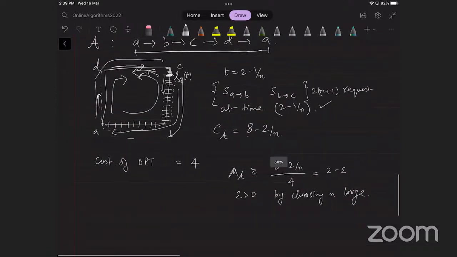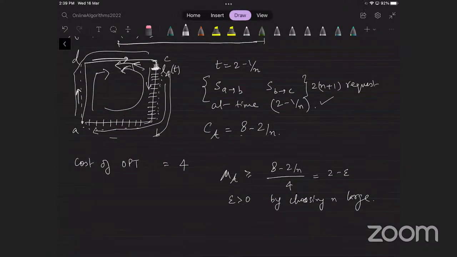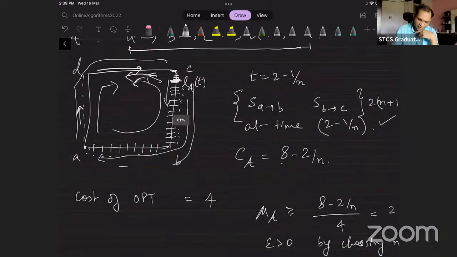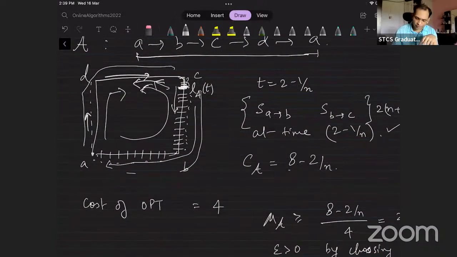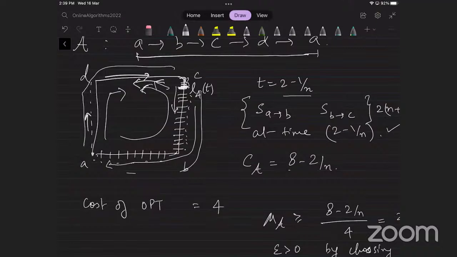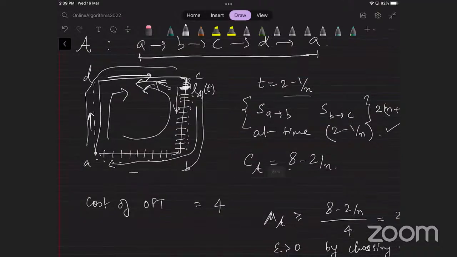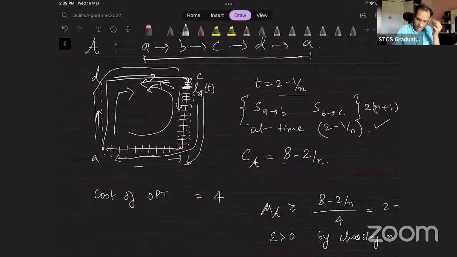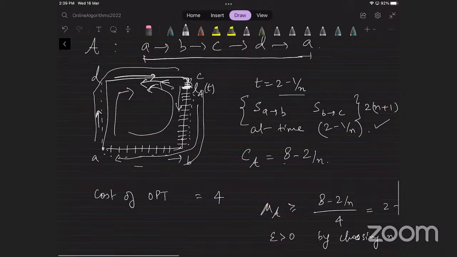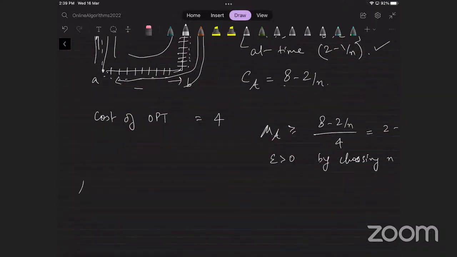So this 2 by n came because of that last part, just before C. We stopped right before time 2 minus 1 by n. So that extra 1 by n has to be traveled, which I did not travel. I started to walk back. So on my onward journey, I took 2 minus 1 by n. On the backward journey also, I only took 2 minus 1 by n. And then I did another 4. That's all. Okay, so now the algorithm.